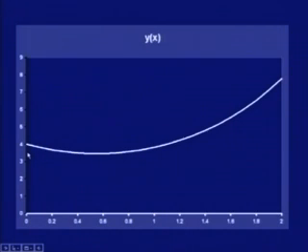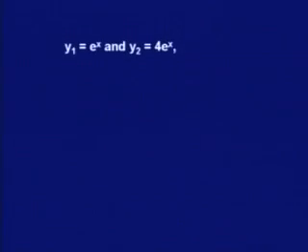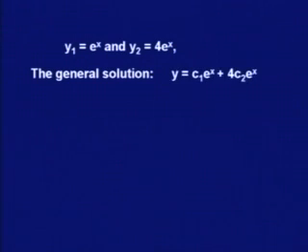Now, let us do some more experimentation in this example. Let us say I choose one solution, e to the power x. We do know that a times e to the power x is also a solution. So, I have chosen here 4 times e to the power x, which will also be a solution. So, now I have chosen the two solutions y1 and y2 as e to the power x and 4 e to the power x. If I choose these two as solutions, what will be the general solution? That would be C1 times e to the power x plus 4 C2 times e to the power x.